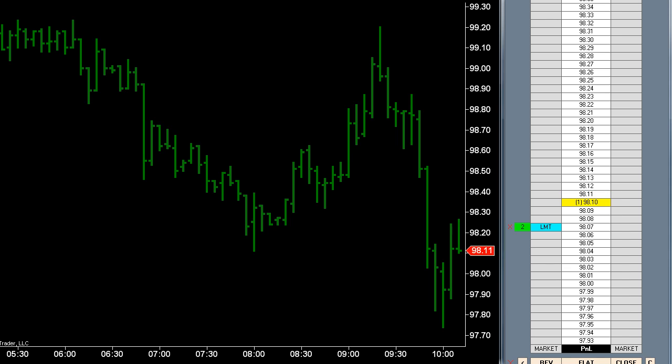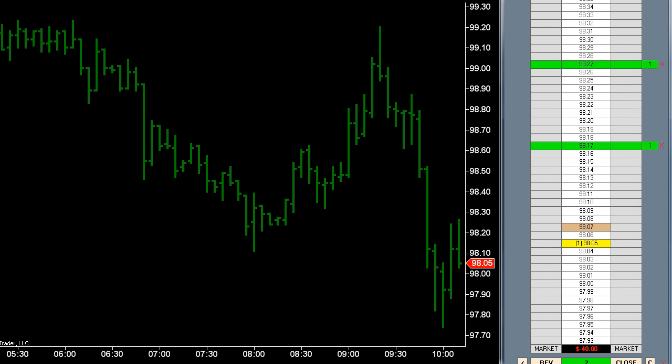This is Tuesday, June 7th, and we've had a couple of calls already this morning, and now we've just set up another one. This is a long on crude oil. You can see there have been some pretty good-sized bars on this.